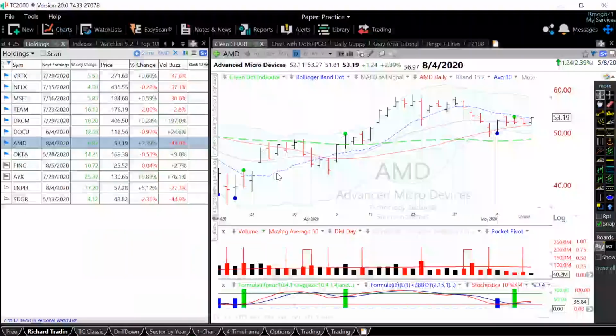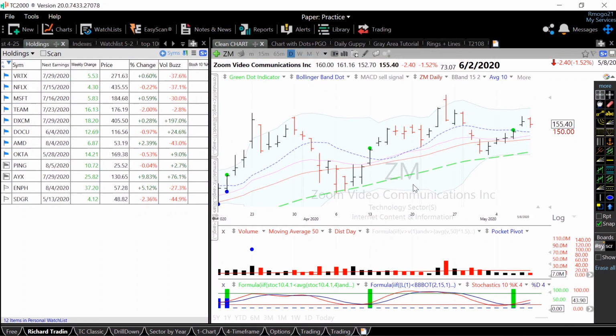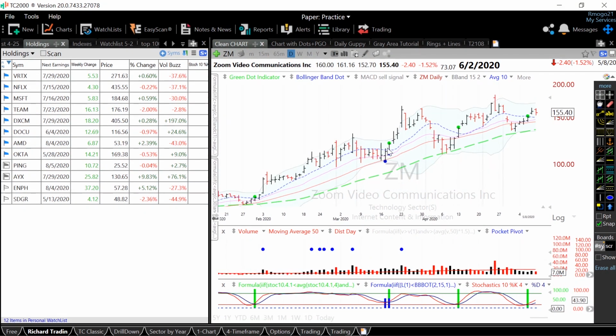So to talk about this one, we're going to be looking at Zoom, which I used this green dot successfully twice. And you can see the first entry right here was that ideal setup. You can see a green dot and a Bollinger Band dot happening on the same exact day. And I found this is my highest batting average setup, and it works very well when the stock is already in an overall uptrend.